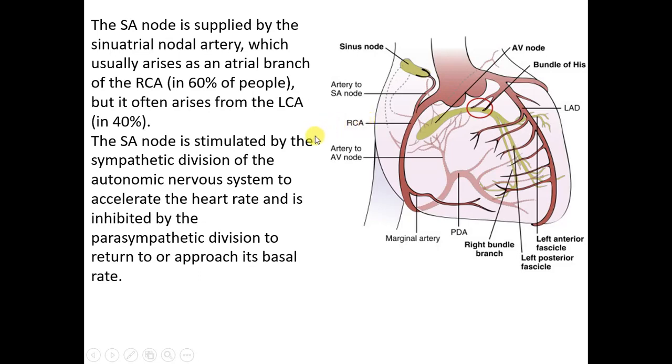So here is the SA node you can see, and this node is supplied by a branch from the right coronary artery. In 60% of people the SA node is supplied by the right coronary artery, but in 40% it can come from the left coronary artery also. And this SA node is stimulated by the autonomic nervous system, the sympathetic and parasympathetic divisions. The sympathetic will accelerate the heart rate, and the parasympathetic will decrease the heart rate.